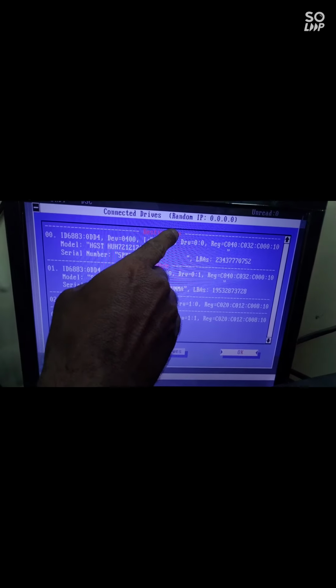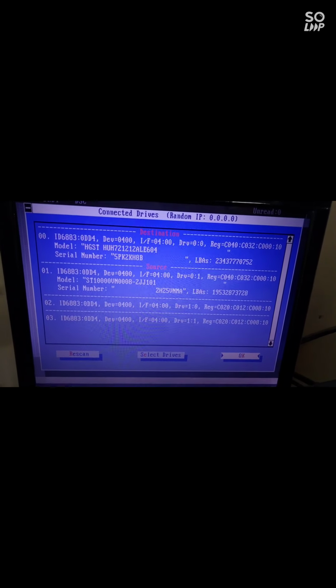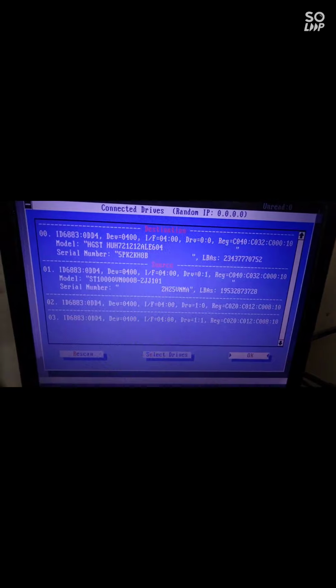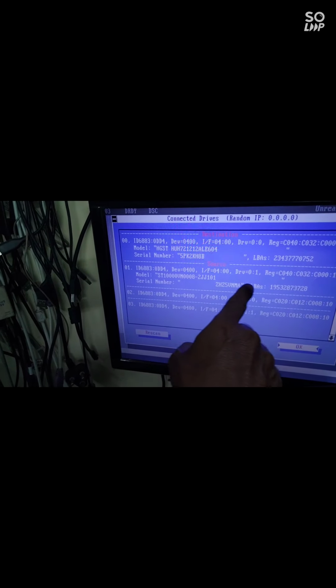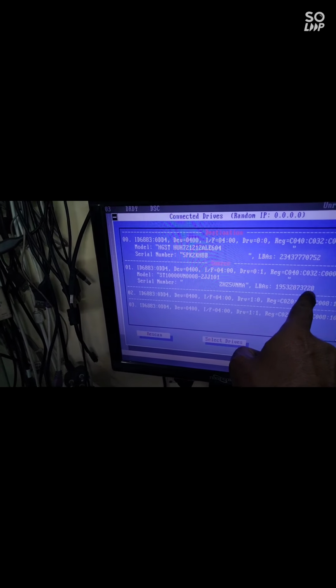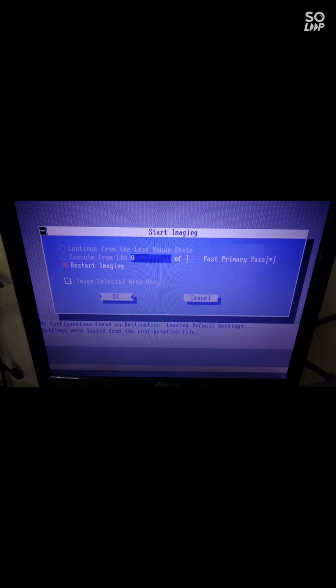Look, this is the destination drive, which is a Hitachi hard drive. This is the source drive, a Seagate hard drive. You can see it's a 10 TB hard drive. Here we go. Let me put out the readings over here. Yes, perfect. And here, let's start it.